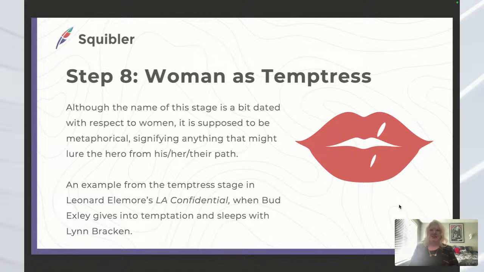Although the name of this stage is a bit dated with respect to women, it's supposed to be metaphorical, signifying anything that might tempt the hero or lure him or her or them from their path. So an example of the temptress stage in James Ellroy's L.A. Confidential is when Bud White is going to give in to temptation and sleep with Lynn Bracken.